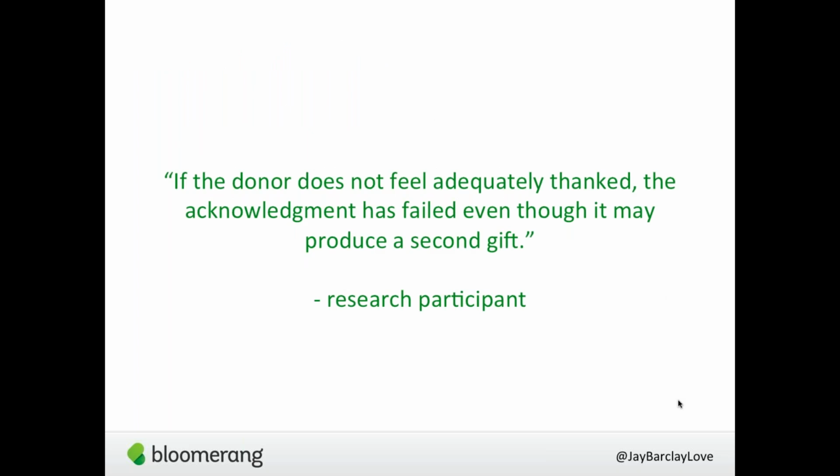So another quote that I had here: if the donor does not feel adequately thanked, the acknowledgement has failed, even though it may produce a second gift. And that was one of the things that the research study brought out: someone may give again, but they may not be a long-term donor, and they may not ever fit into an upgrade path with your organization to be moved to higher and higher levels of giving.